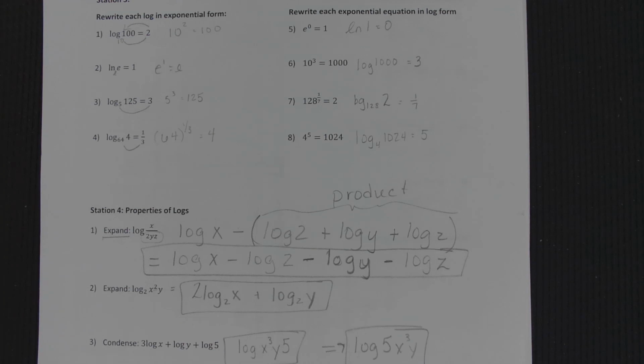That's when it's assumed. Okay, when you put it in exponential form, you have to write the 10 because that's part of the answer. Number 2, you would have had the same thing.